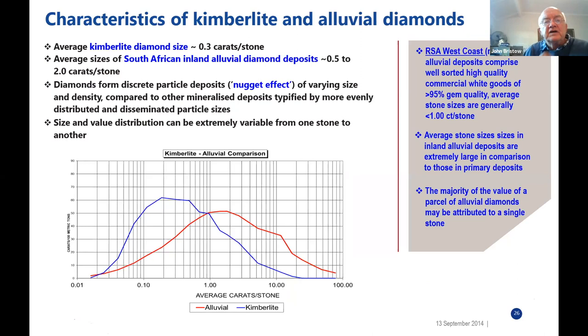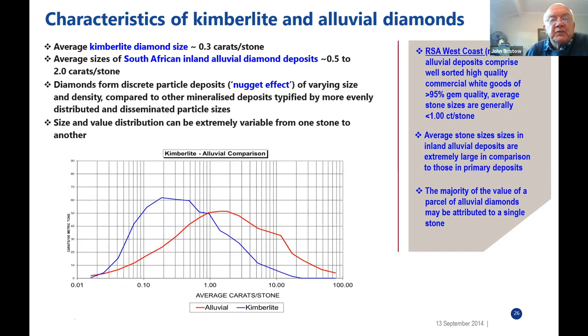This is just a slide, and I won't dwell on it, which just shows average kimberlite diamond size worldwide, about 0.3 carats. Our alluvial production in this country averages probably half a carat and bigger, half a carat to 2 carat. And here's a whole lot of data that's been plotted, and it shows this very distinct size difference between kimberlitic or primary deposit diamonds and the alluvial deposits.